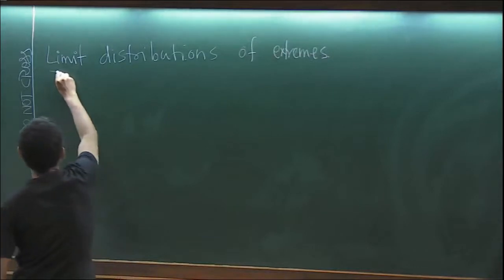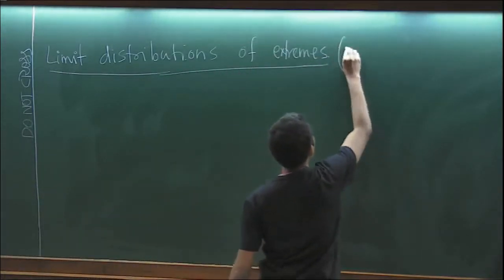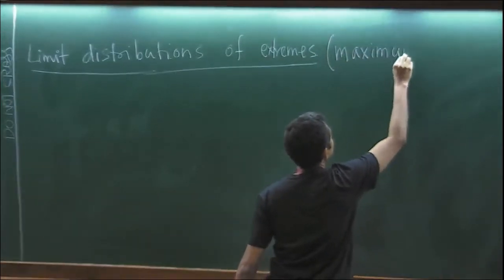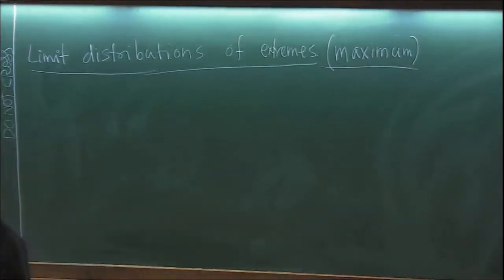Okay, so we are going to talk about limit distributions of extremes, and so we'll just focus on the maximum, but you can do the same thing for minimum, and it's basically the same. So there's a symmetry between maximum and minimum, right? Okay, so let me just recap a little bit what I did towards the end of the last class.